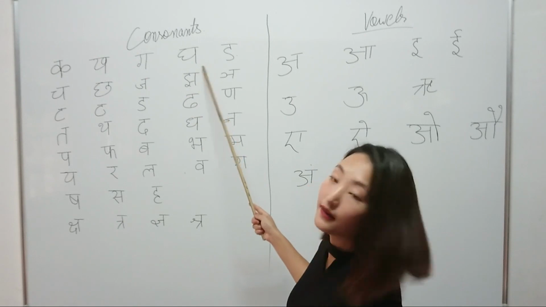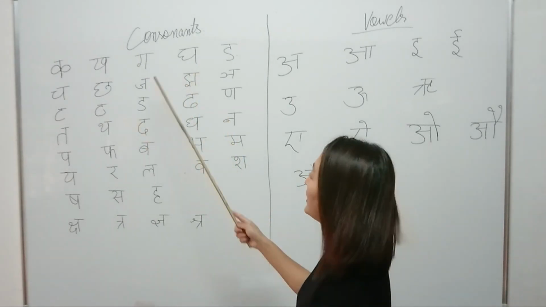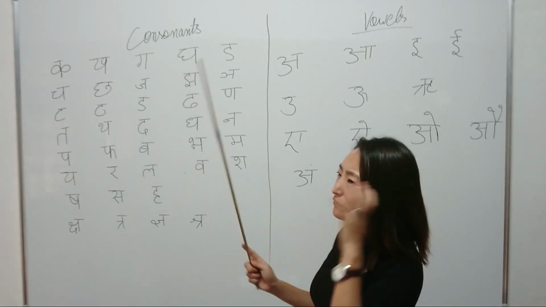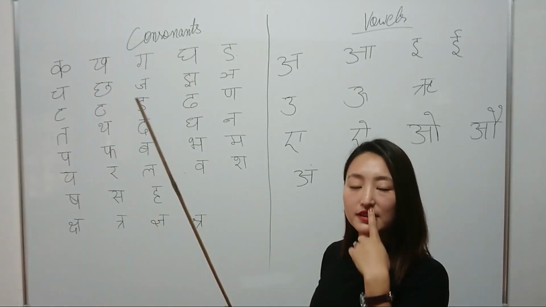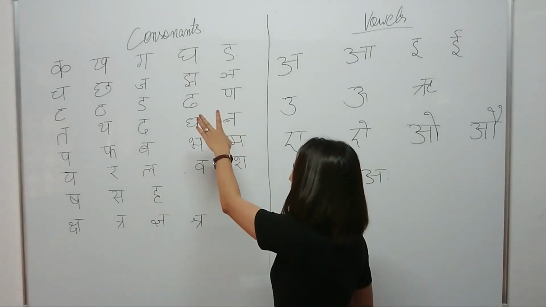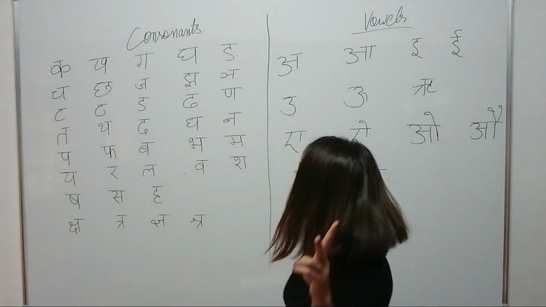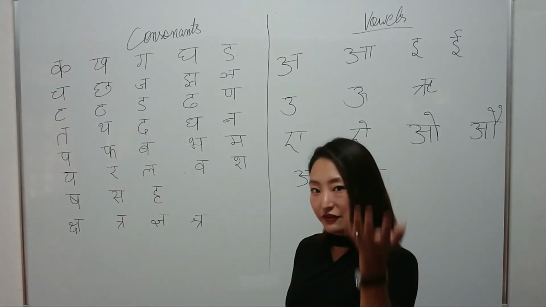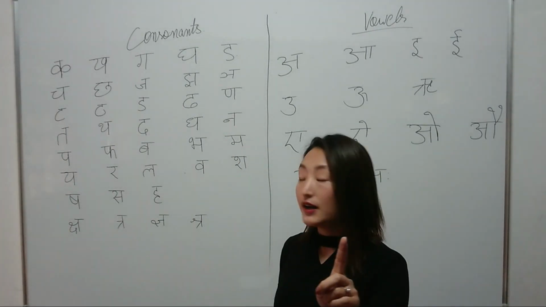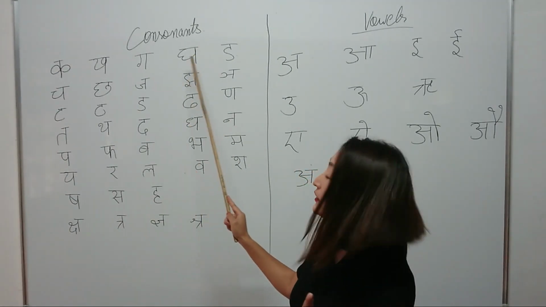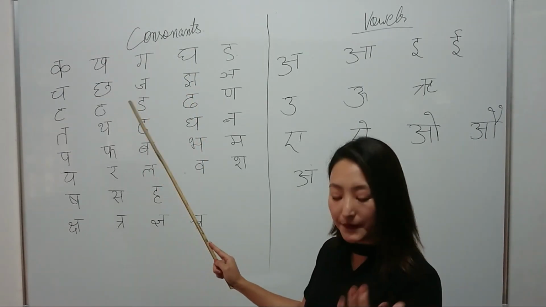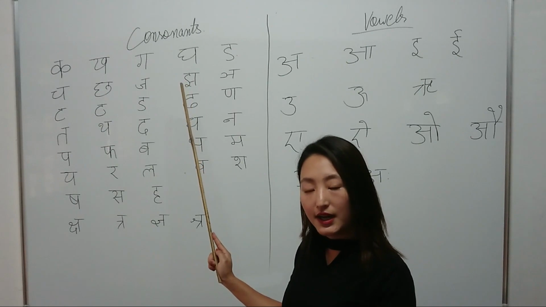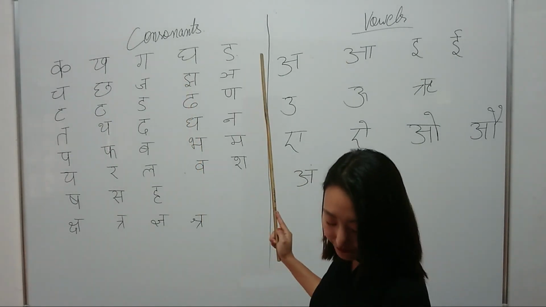Next is gha. Now this ga and this gha are different, okay? If you don't say it clearly, it may sound similar, but there's a difference between this ga and this gha, okay? The second one has a heavy frequency. Ga, gha. So, gha se ghar, ghar, house.